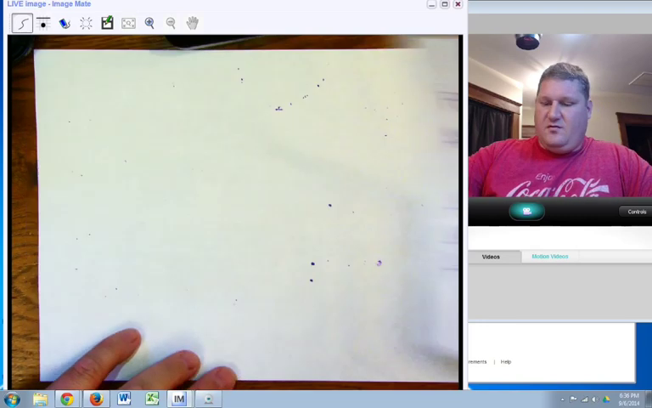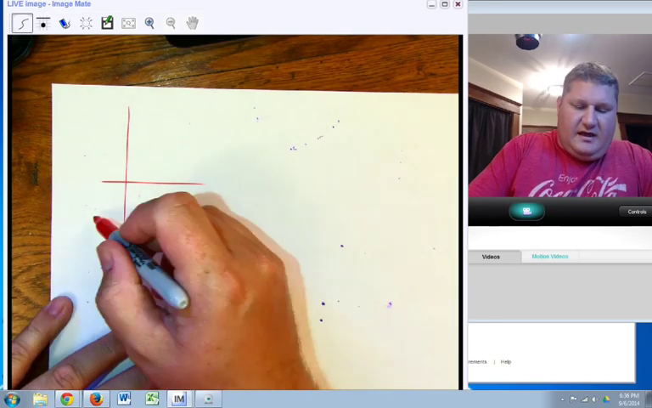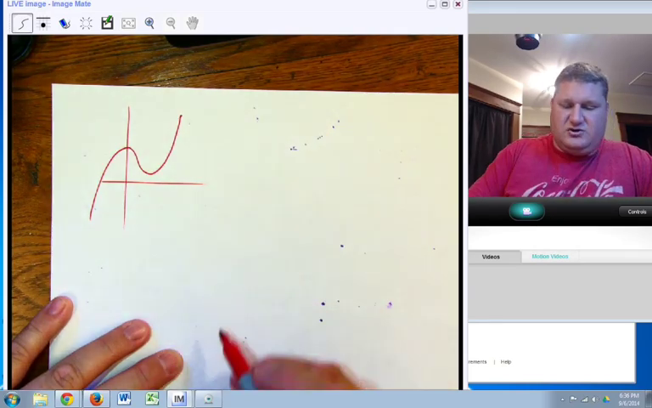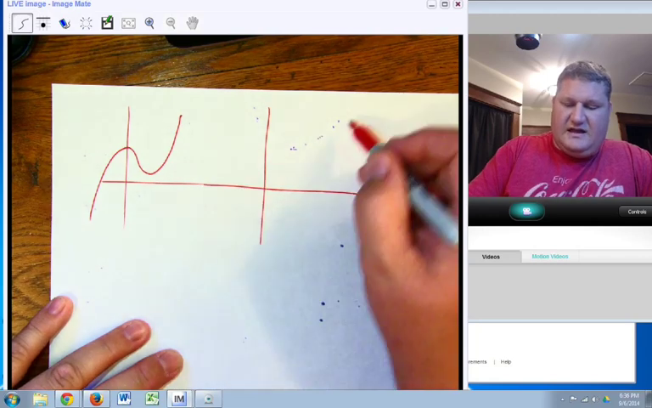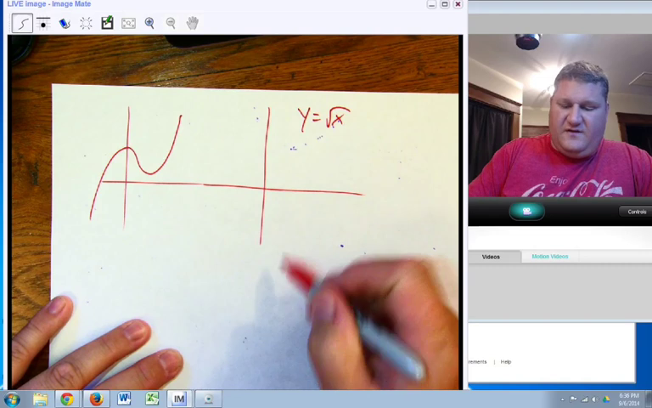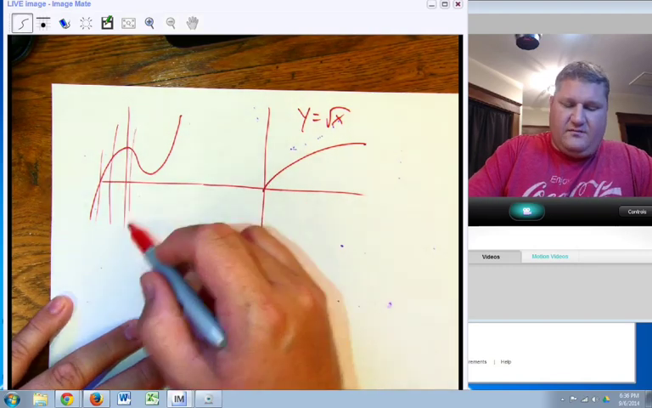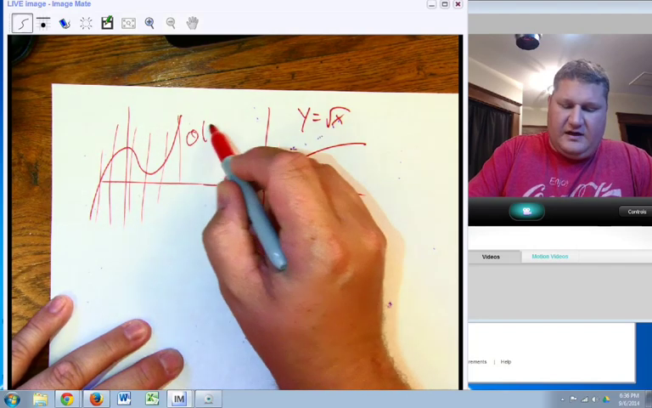Now, we could take any number of graphs and say, is that a function? We could say, is y equals square root of x? Is it a function? Now, we have no trouble here. Vertical line test, okay, function.